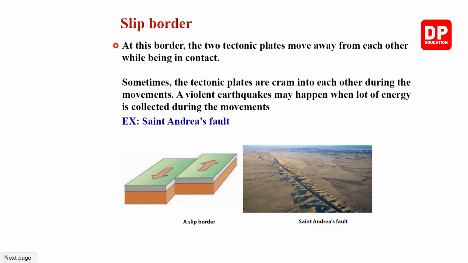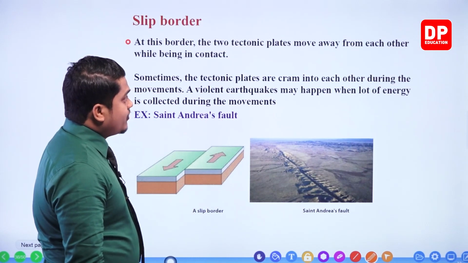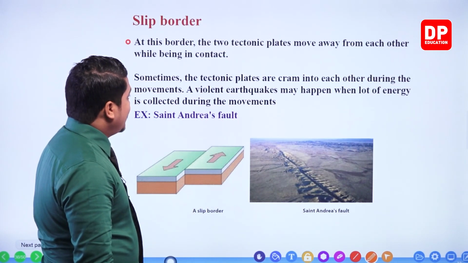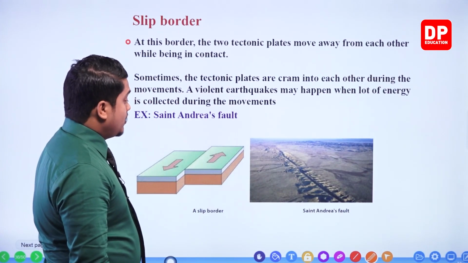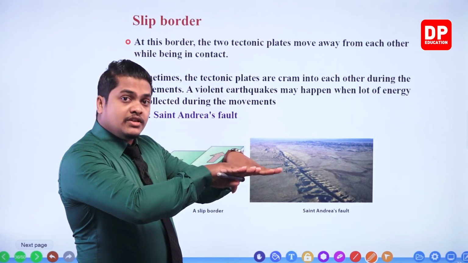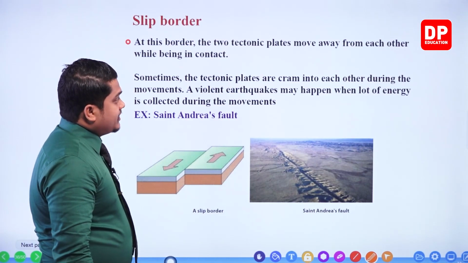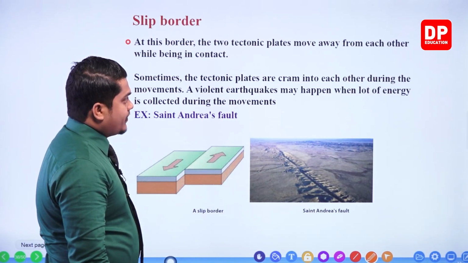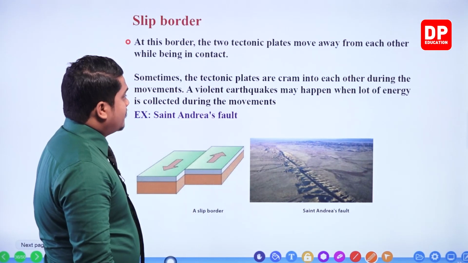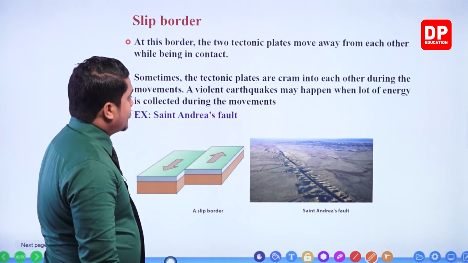Now let's head on for the third one. Here's the slip border or slip movements. Let's see. At this border, the two tectonic plates move away from each other while being in contact. Now these two are in contact and they are moving away from each other like this. Okay. Sometimes the tectonic plates are crammed into each other during the movements. Violent earthquakes may happen when a lot of energy is collected during the movements.